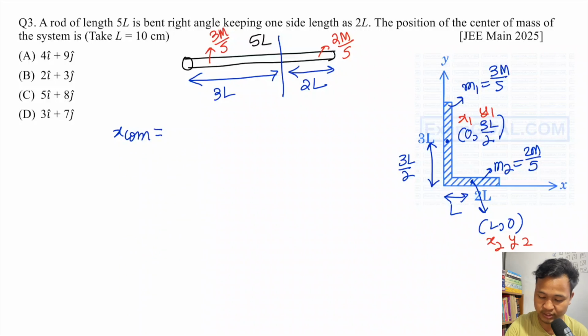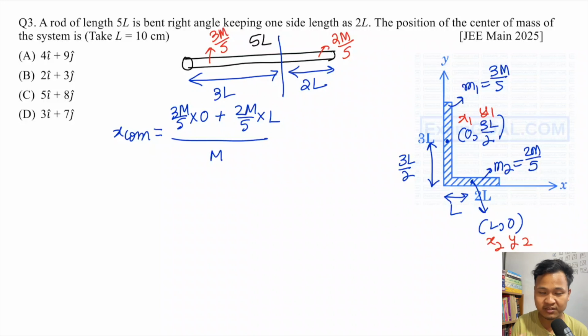XCOM is M1 into X1. M1 is 3M by 5 into X1, which is 0, plus M2, which is 2M by 5, into X2, which is L. Divide by the total mass, 3M by 5 plus 2M by 5, which is M. So the first term is 0, so 2ML divided by 5M. MM gets cancelled out, so 2L by 5. This is the X component of the center of mass of the combination system.